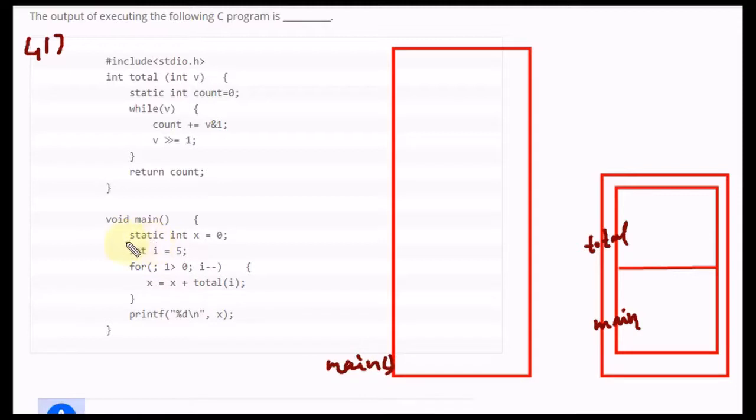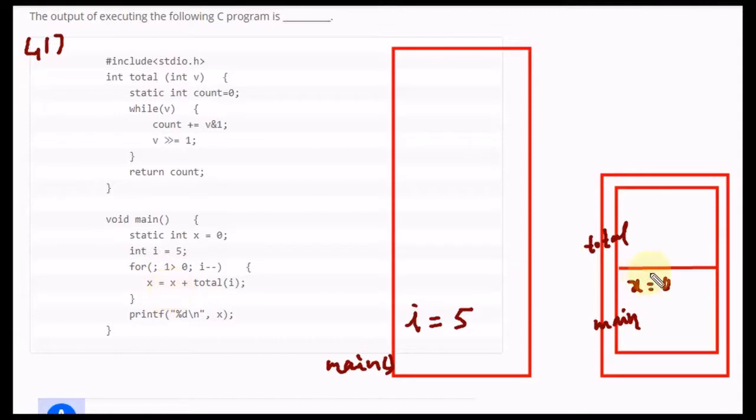First, the static integer x is going to be defined, so a memory location will be allocated for this static variable in the main function, and it will be initialized with 0. Now we take an integer i equal to 5 and execute our for loop. We have already initialized it, so there is no initialization now, and this condition will always be true. 1 is always greater than 0, so this will be executed.